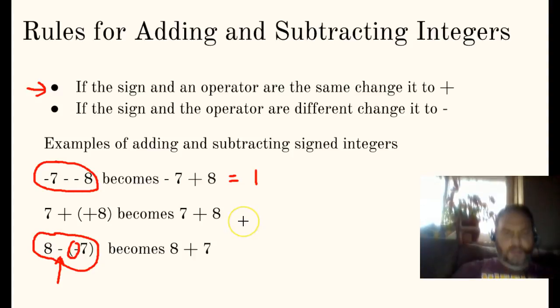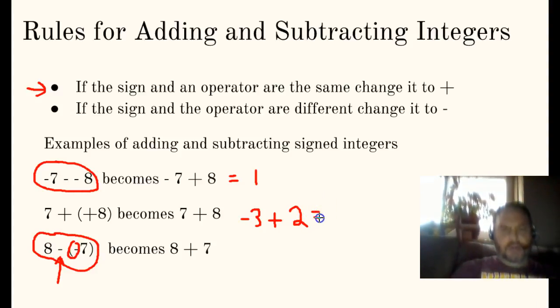Let me just do maybe another example here. If I have negative 3 plus 2, okay, I have a positive integer that I'm adding to a negative integer. Negative 3 has the larger absolute value, so I am going to subtract and I'm going to keep that sign. My answer would be negative 1. So that's how you do these.